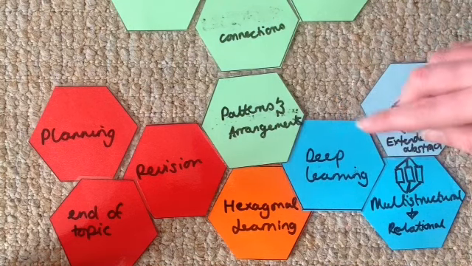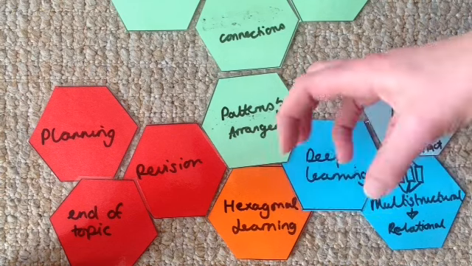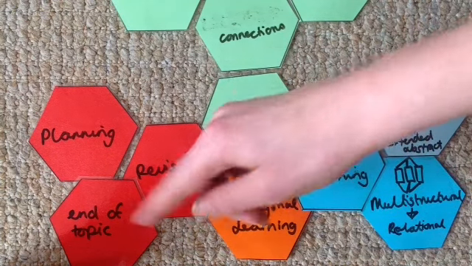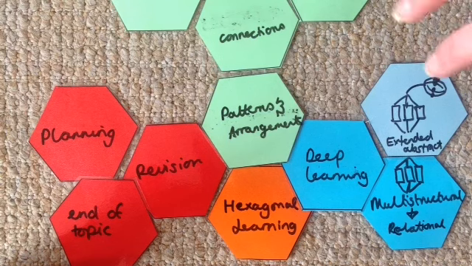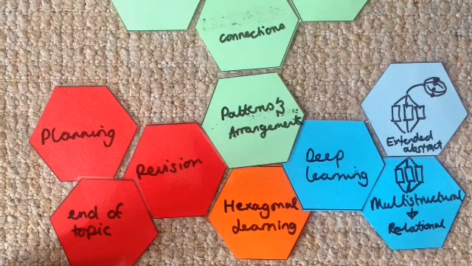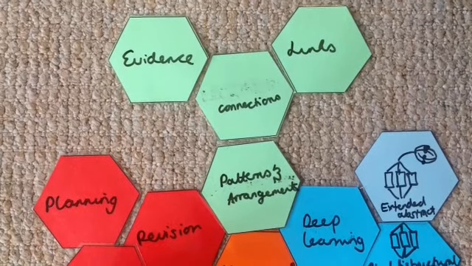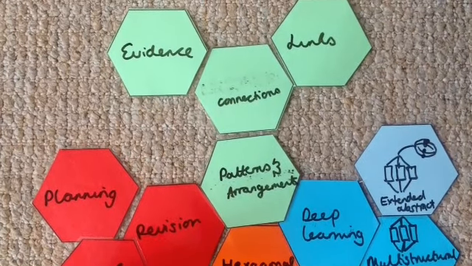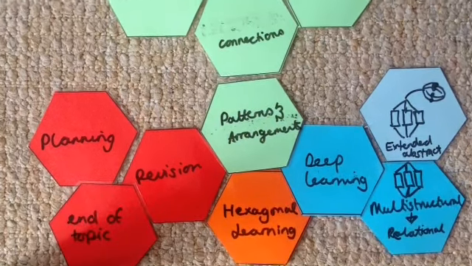And what this hexagonal learning does is it encourages this deep learning so we can get to this extended abstract stage. Now, hexagonal learning is not only useful for revision and at the end of the topic, but it's also really useful for planning. Even outside of school, when I'm starting to think of a big topic of lessons I need to teach, I use this method to think about what directions I could go in and what are the main clusters we need to learn. It's useful because it starts looking at patterns and arrangements. You look at the connections which can be made between things. You have to find evidence and make links, so it's really, really useful.